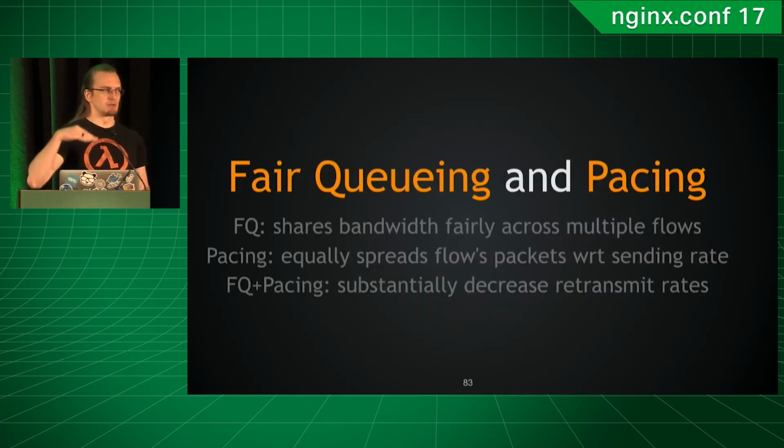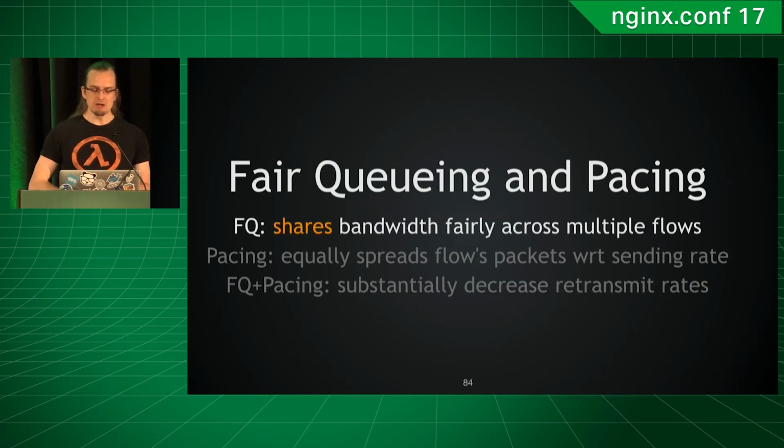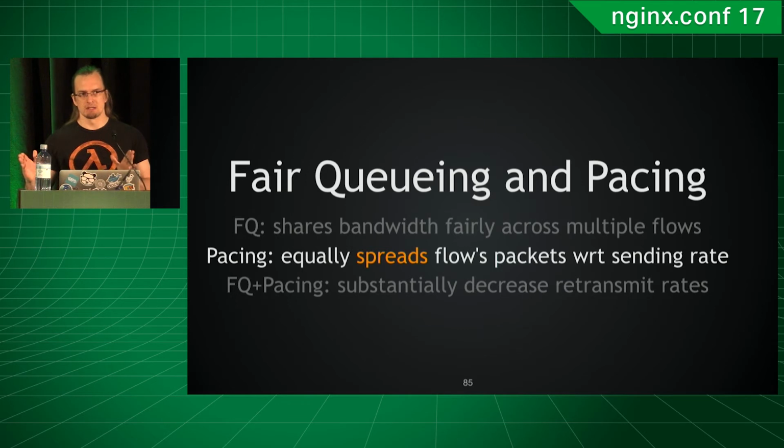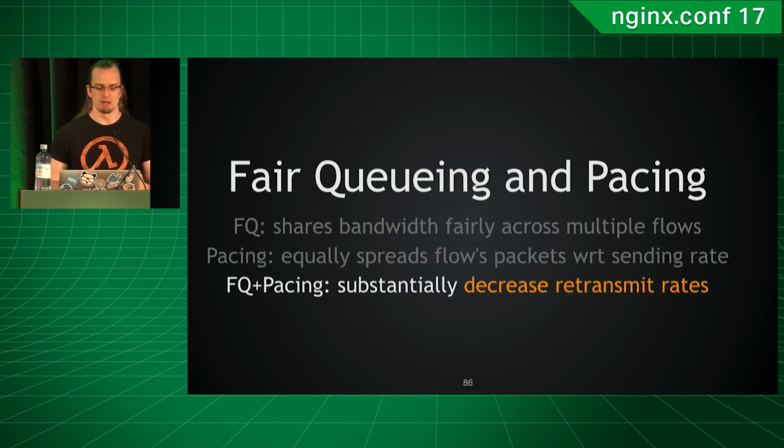We will start again with the lowest levels and go up. So fair queuing and pacing. Fair queuing is responsible for sharing bandwidth fairly across multiple flows, as the name implies. And pacing spreads packets within the flow with regard to the sending rate that is set by the congestion control protocol. So when you combine both of them together, you can use fair queuing and pacing.